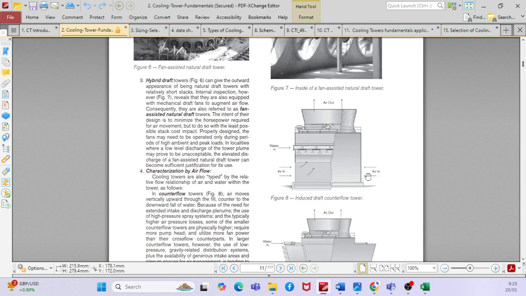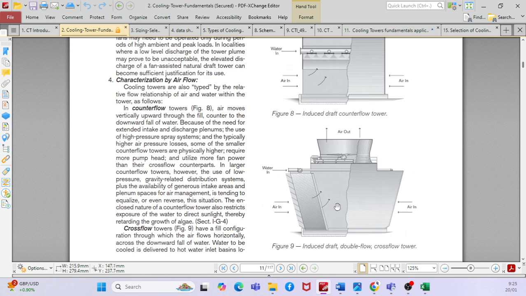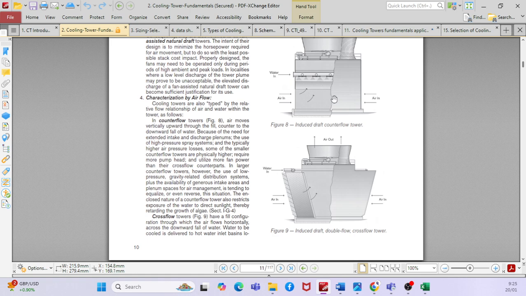When you go in detail, you can see one of the pictures. This is the induced draft counterflow. You can see that air is from the side, and it is going to the top. Counterflow is parallel to the water. Basically, when the water is sprayed from the top, the air is going from bottom to top.